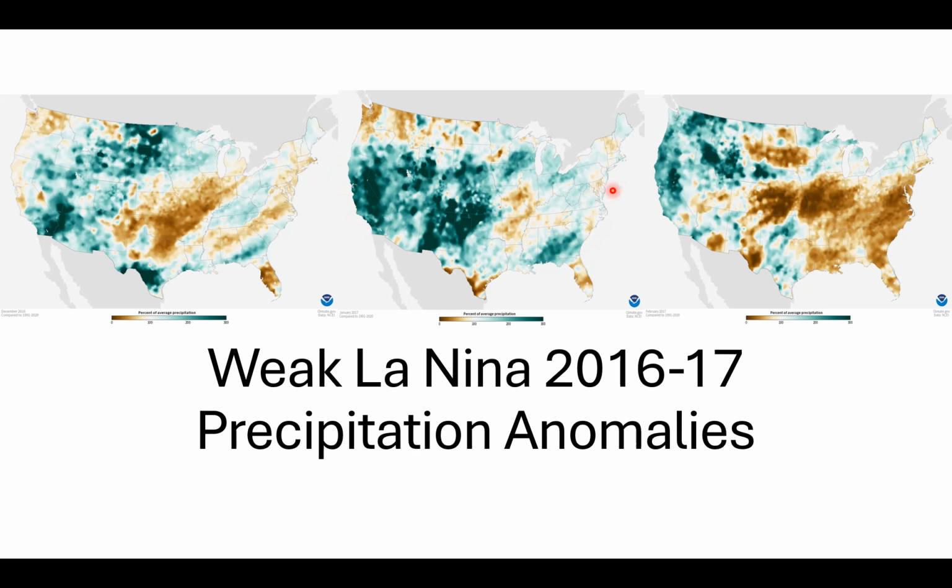Near normal precip in January of 2017 for Virginia, and I remember this one across Hampton Roads. We actually did get an accumulating snow event in January. It wasn't a big snow, but there was a snow accumulating event here.